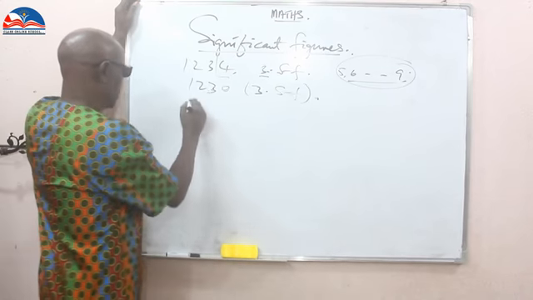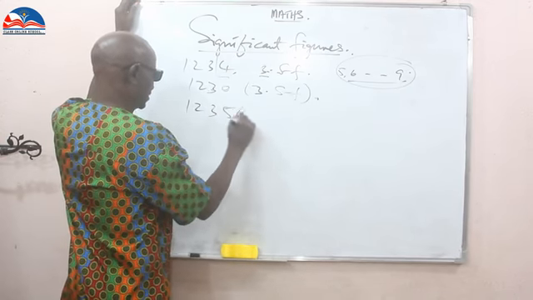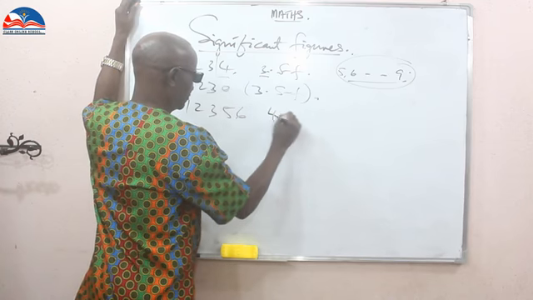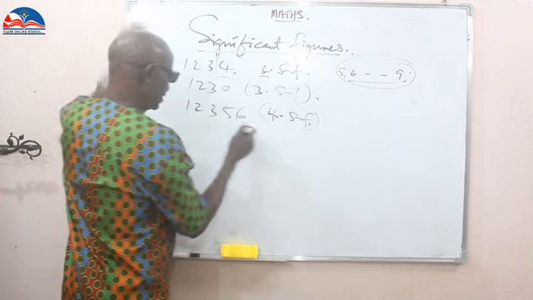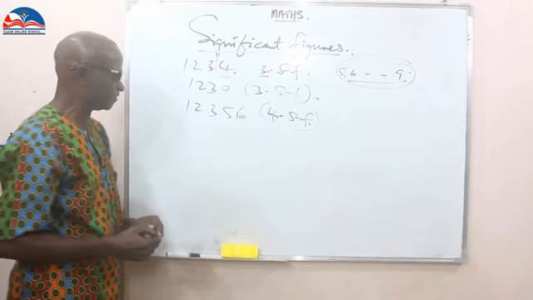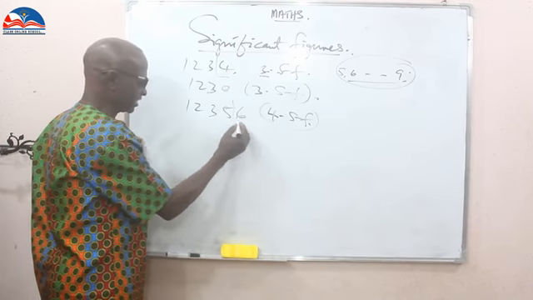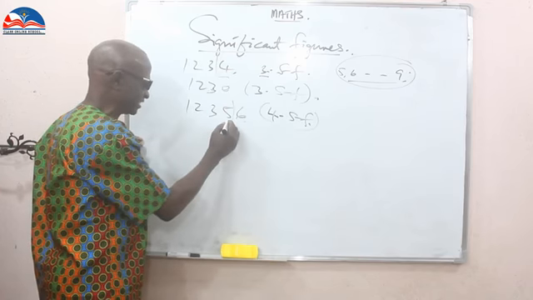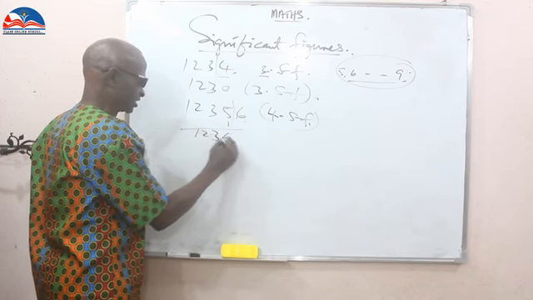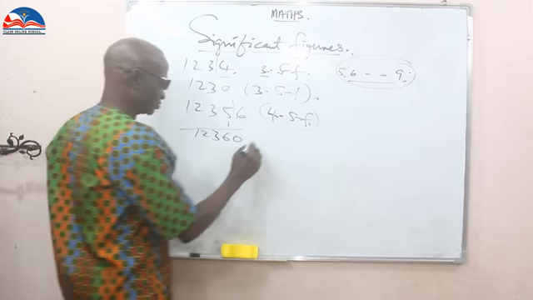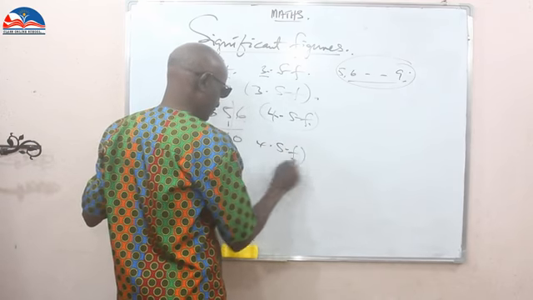Let's take another number, 12356, to 4 significant figures. You have to take the first 4 whole numbers: 1, 2, 3, 5. The immediate number is 6. Is it up to half? Yes. Call it and add it here. 1, 2, 3, 6. Call the last number 0. You also say 4 SF.